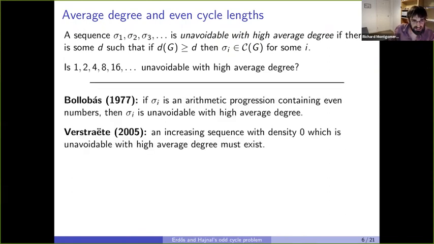Well, in the 1970s, Bollobás answered a question of Burr and Erdős and said, essentially, we can take this to be arbitrarily sparse. And in particular, if the sequence is an arithmetic progression which contains even numbers, then it is unavoidable with high average degree. And then much later, Verstraëte in 2005 gave a non-constructive proof and showed that there is some increasing sequence with density 0 which is unavoidable with high average degree.